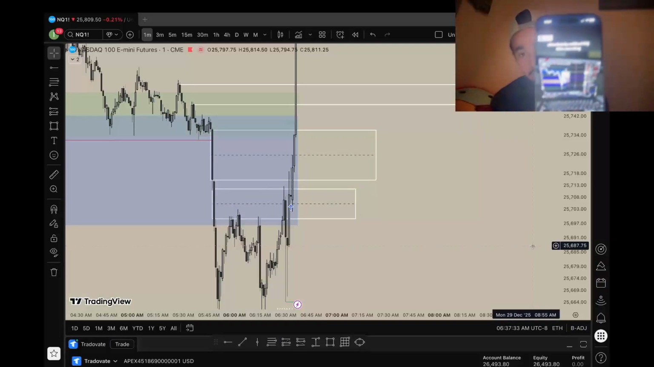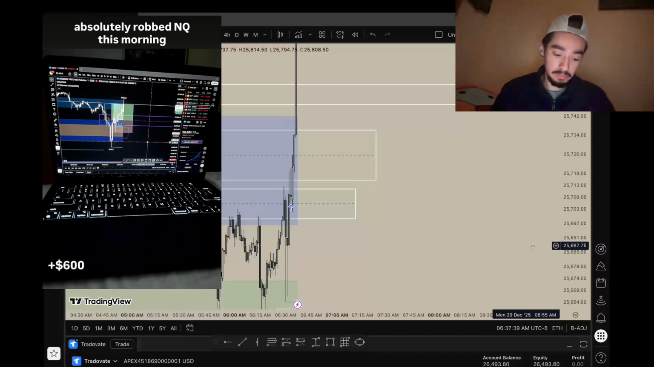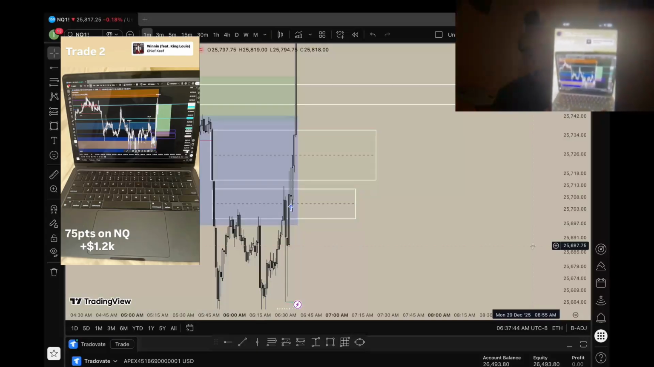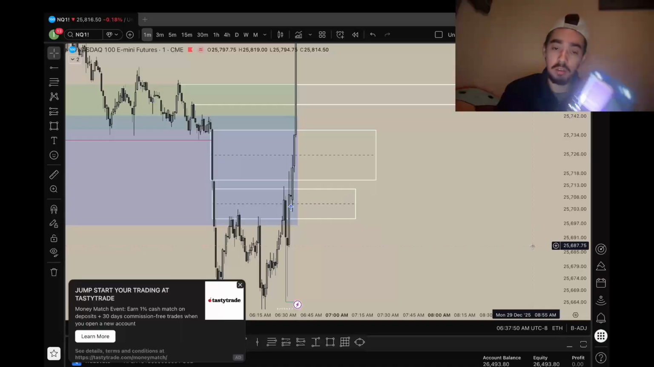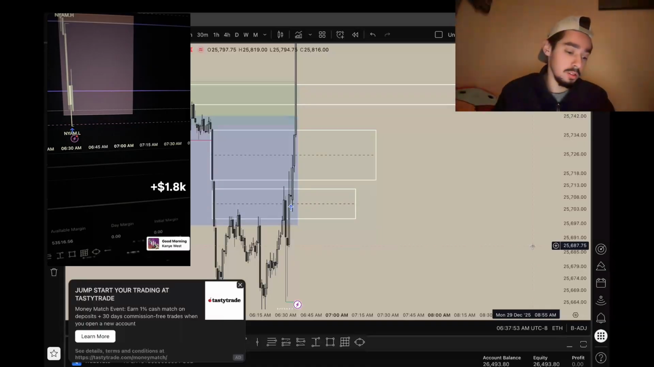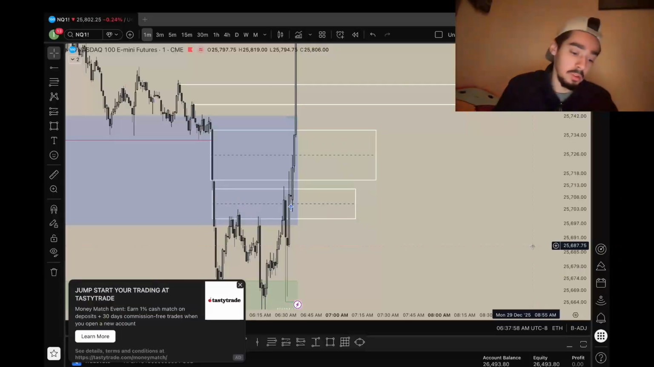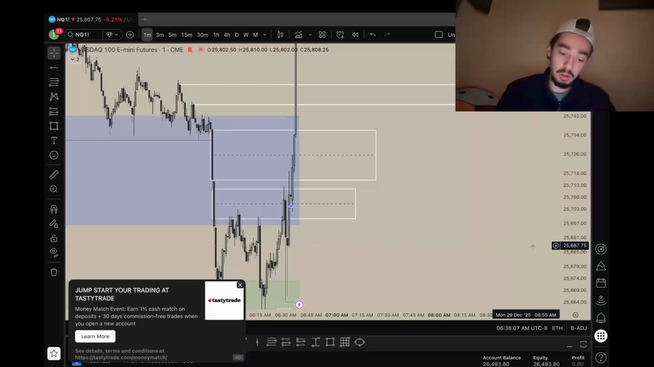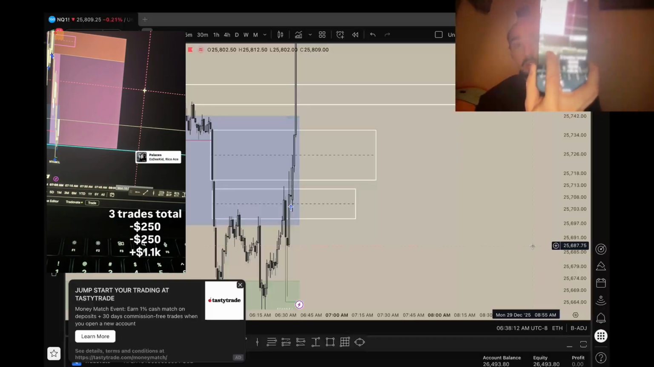So this is a little 1-to-1. I was hitting a $600 TP. This is all back to back on the same week, and then I hit 75 points on NQ, and that was 1.2k, and then the day right after 1.8k, and the day right after 1.5k. I don't know if you guys can see that if it's blurry. And the day right after, this is inside of sim funded, I hit 500 on a 25 point TP, and the day right after I hit 3 trades total and I was at 250. I lost 2 trades and I won 1.